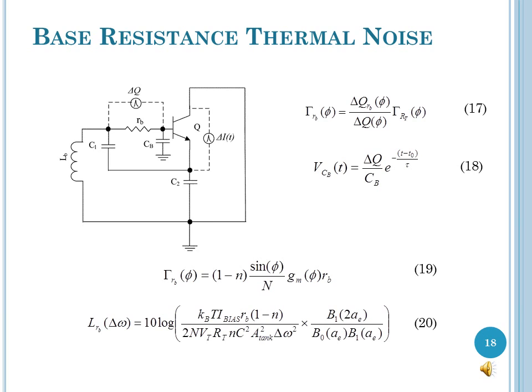Similarly, the base resistance thermal noise requires a charge impulse to be applied across the base resistance. The voltage variation that such an impulse would cause at the tank capacitance was evaluated, and the ISF was written in terms of the ISF of the tank resistance. The phase noise expression for this contribution was derived, and the two phase noise contributions were added together to obtain the final expression for phase noise.